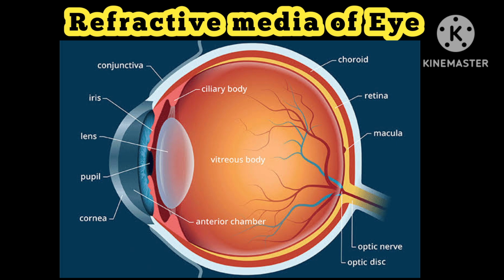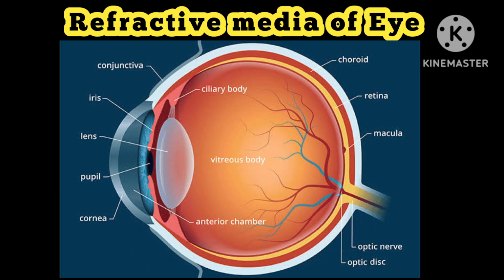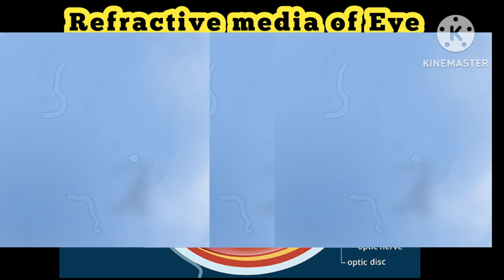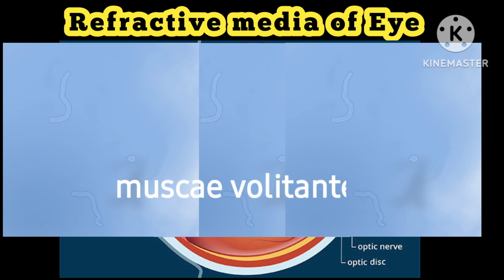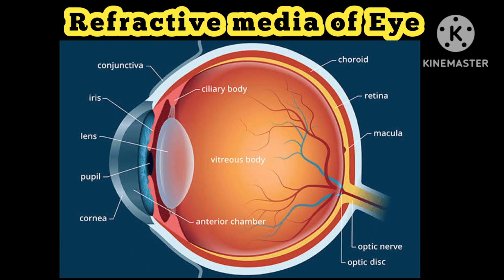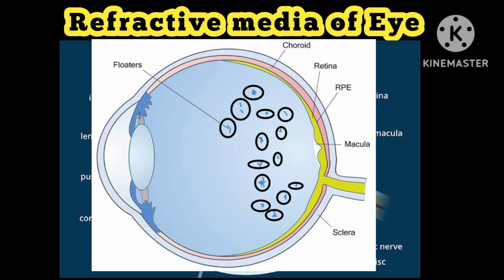Next one. The iridocorneal angle can be examined in vivo by a special instrument, the gonioscope, which comprises a corneal microscope and a special contact lens. The movement of specks like flitting flies is sometimes seen in the vitreous body as muscae volitantes. Possibly the specks are formed due to red blood corpuscles in the vitreous body.